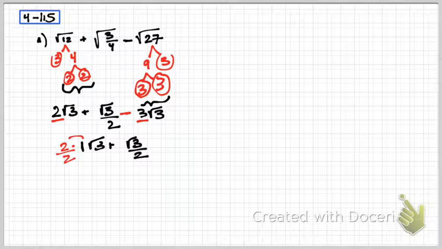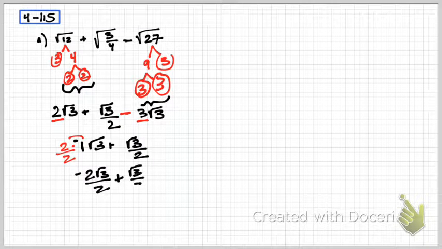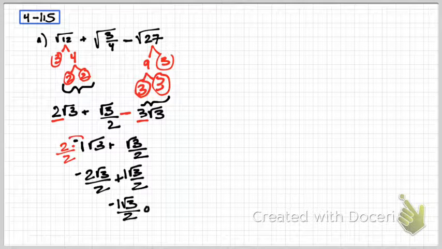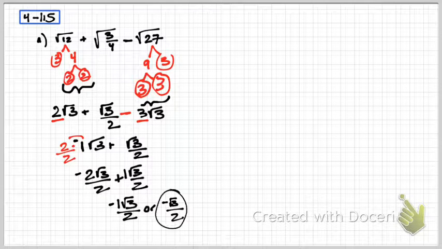And this is a negative. So it's negative 2 rad 3 over 2 plus rad 3 over 2. So a negative plus a positive, we have a negative 1 rad 3 over 2, or negative rad 3 over 2. That's A. Okay, so let's look at B. These are good.